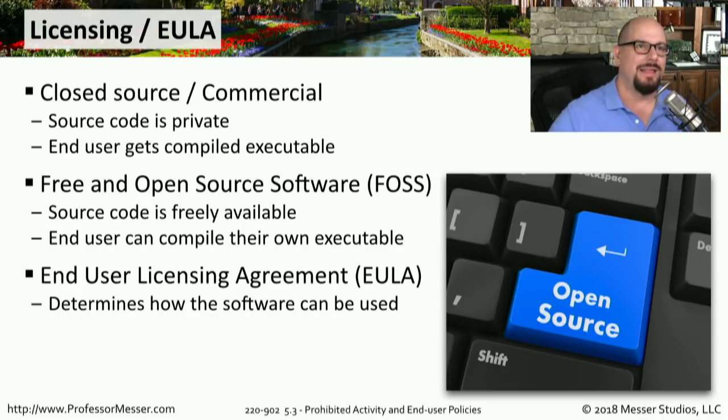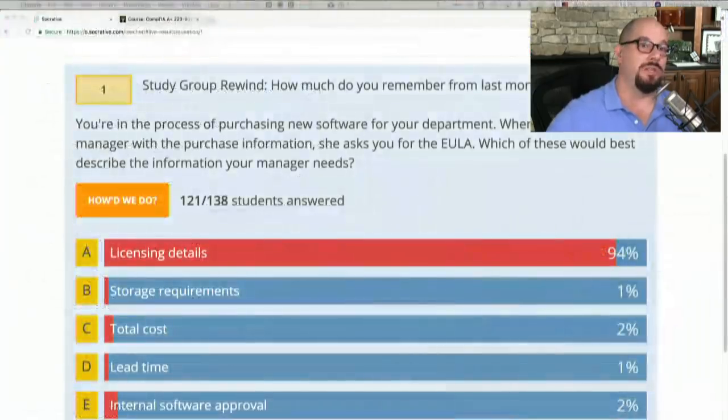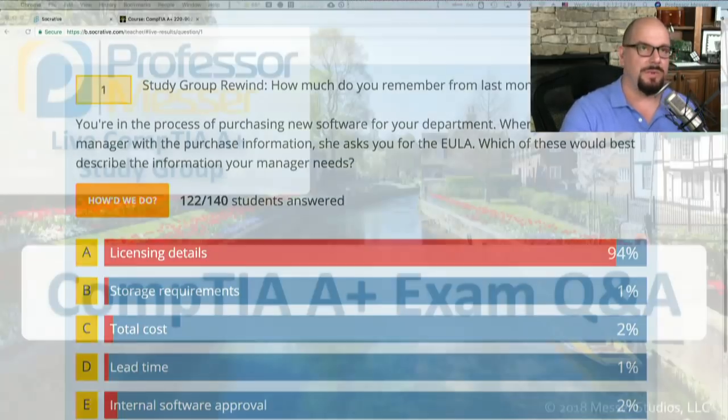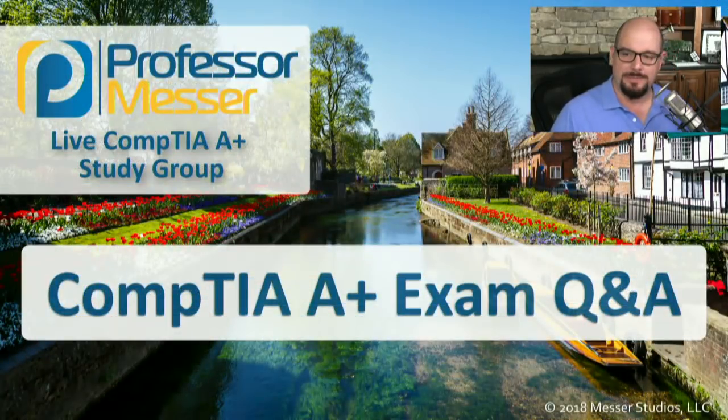So that was a pretty good one. You could see 94% of you did get that one correct. It's single digits, 1% and 2% for all the others. So that one, I think you folks did pretty well on. You remembered that from last month. Well, let's do a question from this month. Now we've got new questions.